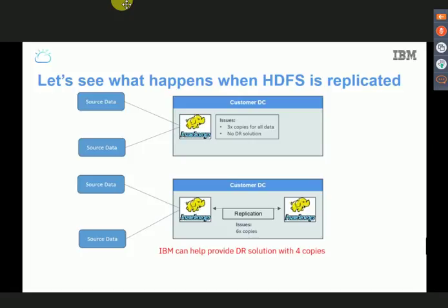We can solve that problem with just simply 4 copies without changing anything in your Hadoop cluster. That's basically how IBM can help. And we have customers who have used the solution and are very happy with straight away 33% savings by having less amount of data. Okay, how do we do that?